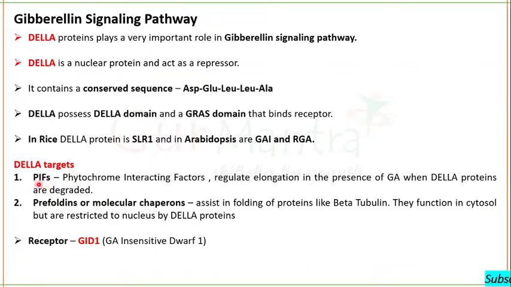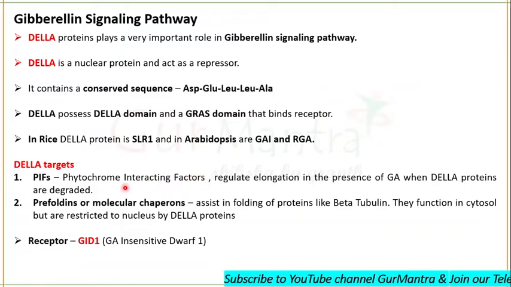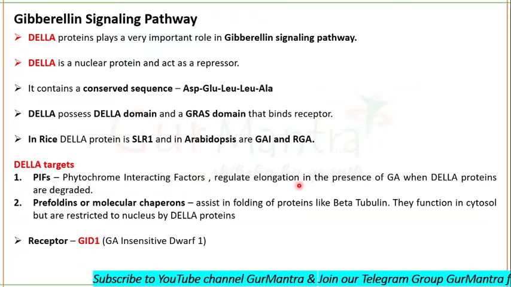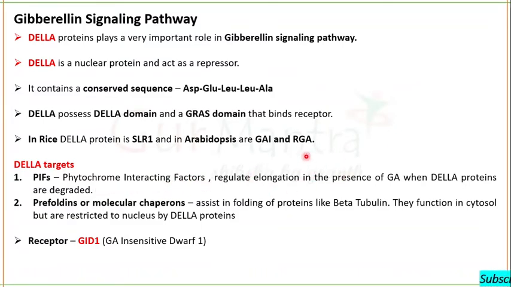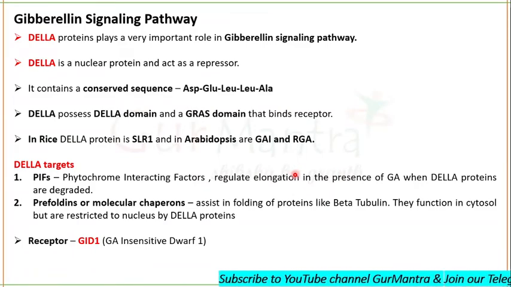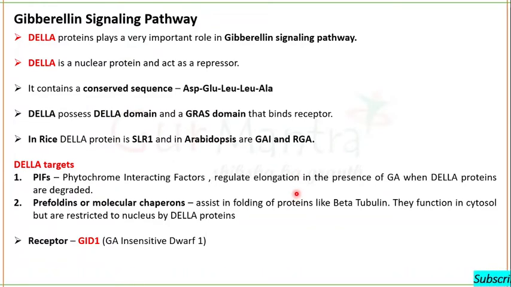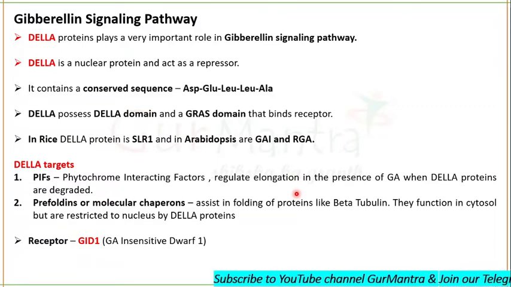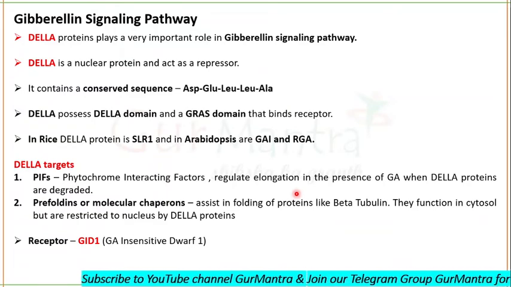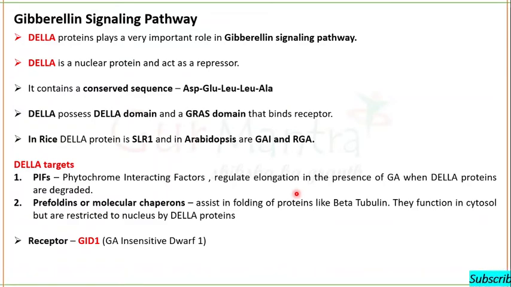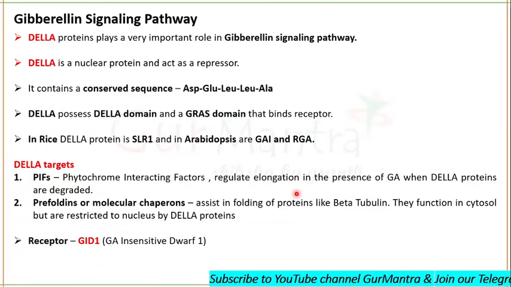Now, let's know about what the targets of DELLA proteins are. DELLA targets are PIFs, phytochrome interacting factors. These phytochrome interacting factors regulate the elongation process in the presence of gibberellic acid. When gibberellic acid is present, DELLA proteins are degraded. Remember this, there will not be any functioning of DELLA protein in the presence of gibberellic acid. So at that time, when gibberellins are present, phytochrome interacting factors will be able to perform their function effectively, and they will be regulating the elongation.